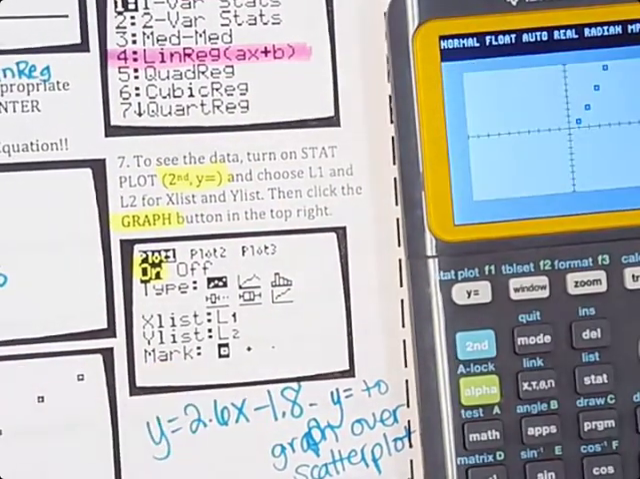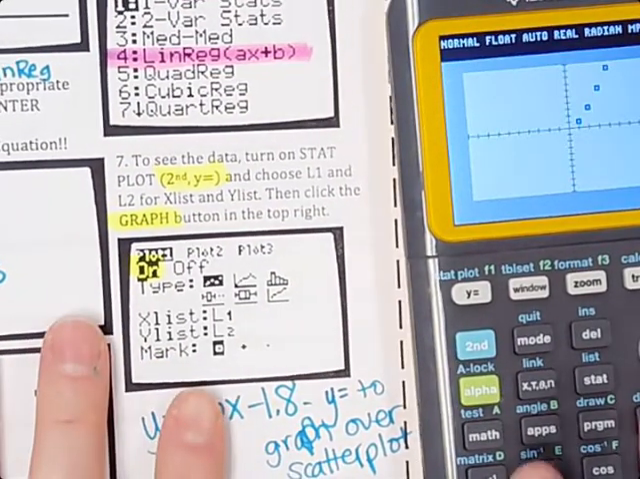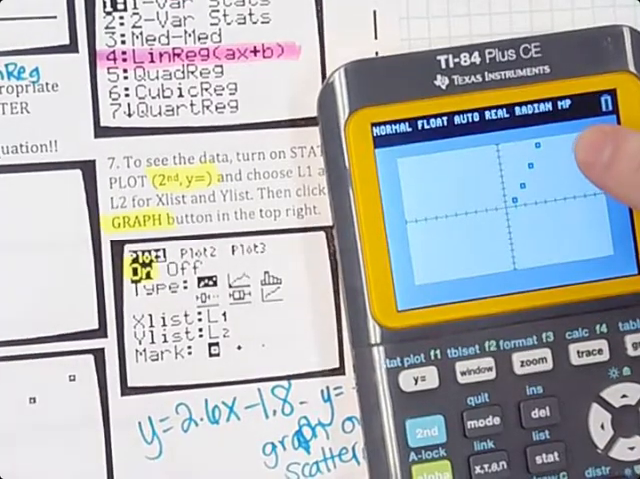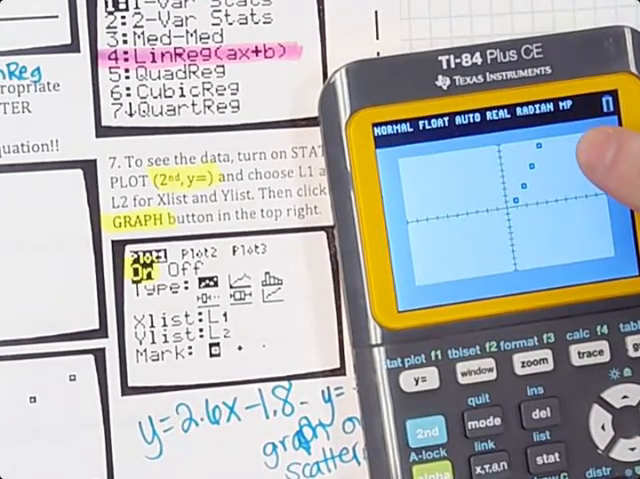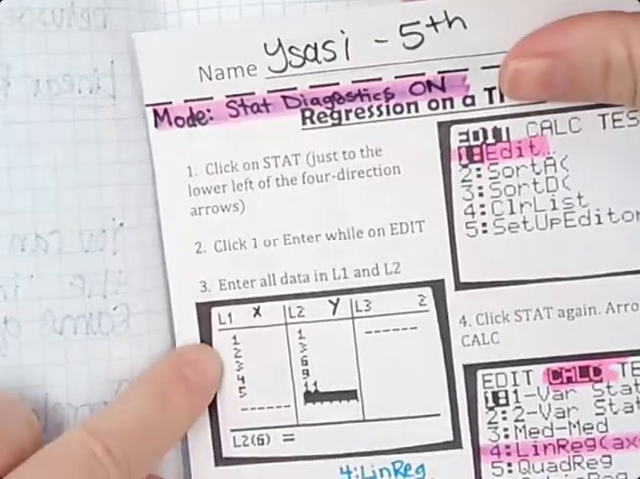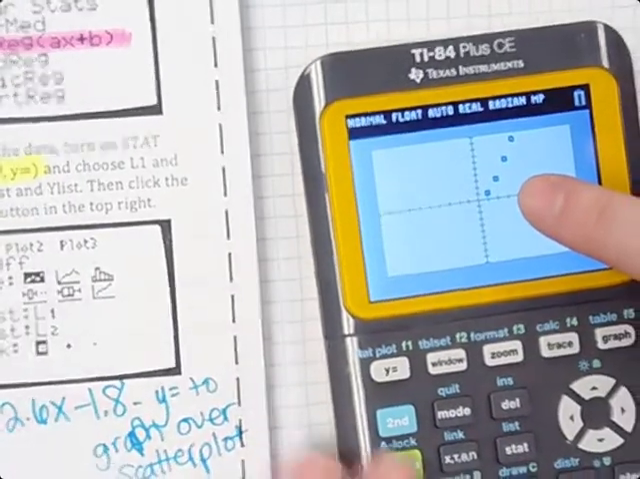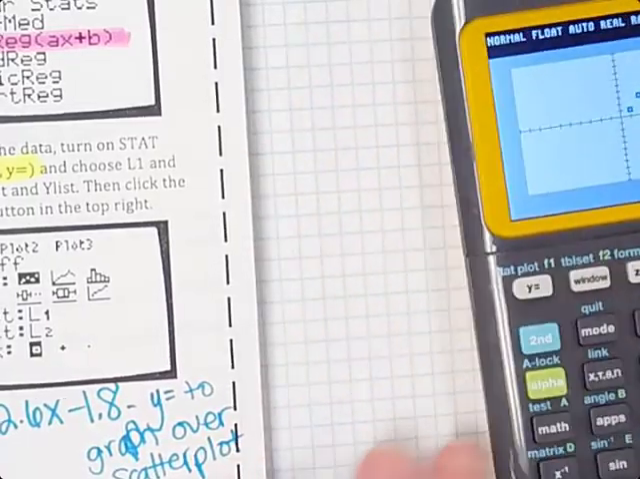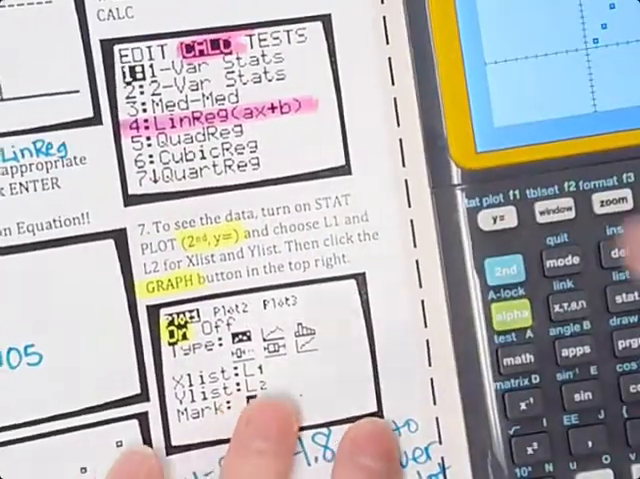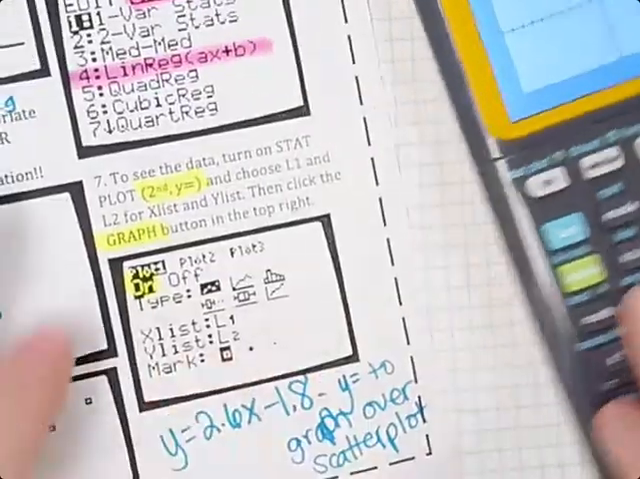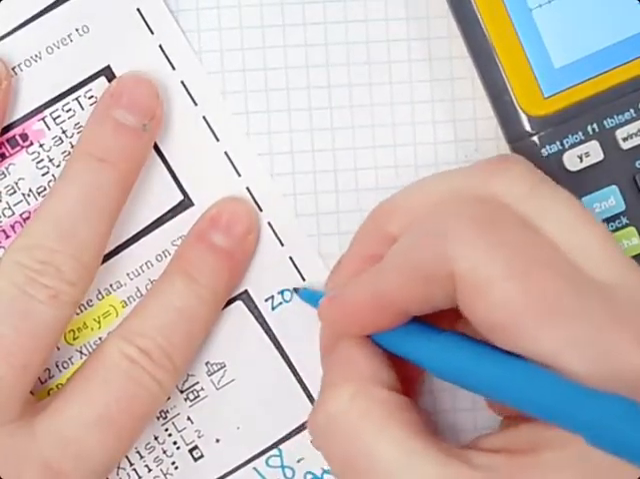Okay, graph. I have 1, 2, 3, 4, 5 on here. 5 points are supposed to be showing. But here I only see 4. So what we can get our calculator to do is actually show that. So we're going to go to Zoom.